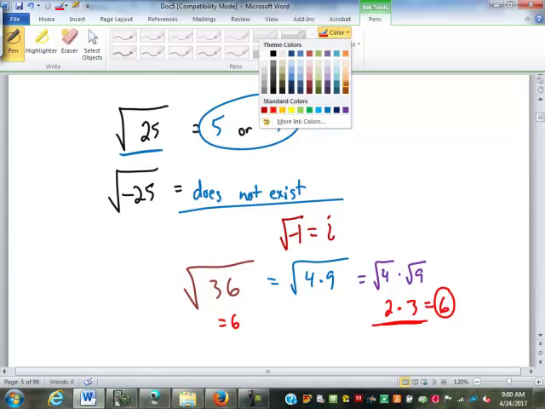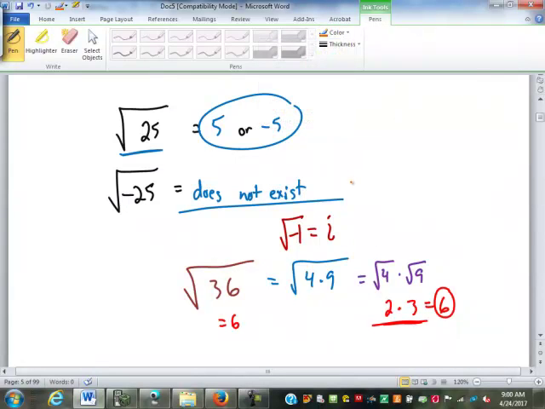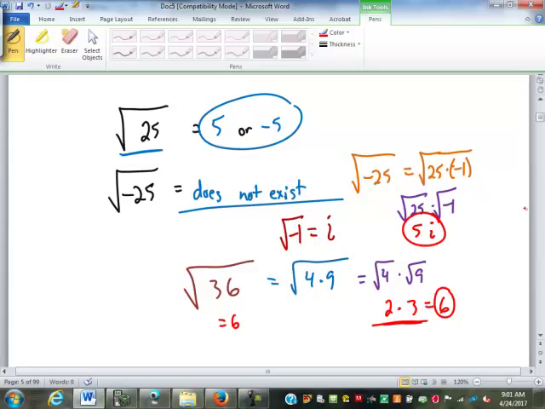So what they would do then for the square root of negative 25 is they'd break that up into the square root of 25 times negative 1. So then it would be the square root of 25 times the square root of negative 1. What's the square root of 25? 5. And the square root of negative 1 is i. So it's 5 times i, or 5i. We're not going to do that in here.